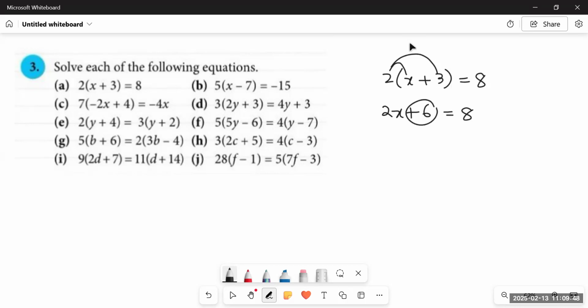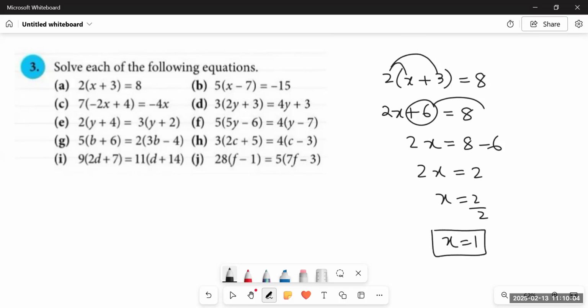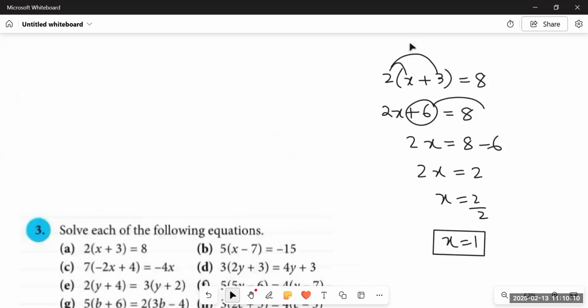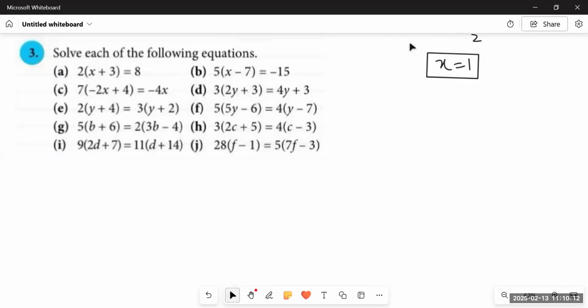So first we are going to move this from here, and it would be 2x is equal to 8 minus 6. From positive 6, it becomes a negative 6. And then 2x is equal to 2, x is equal to 2 upon 2, and x would be 1. So you see, the more you practice, the faster you'll be at doing these steps, because all the steps are exactly the same. You just have to memorize the steps.